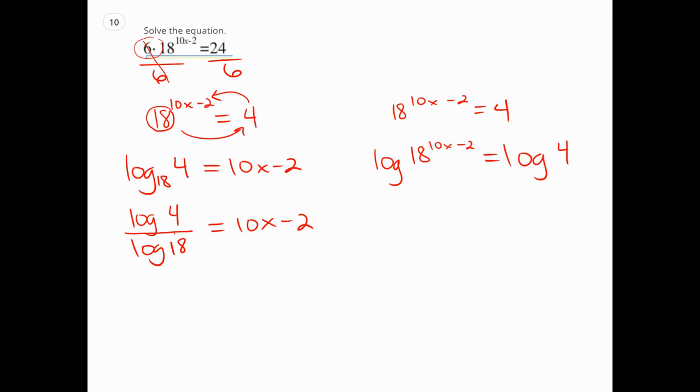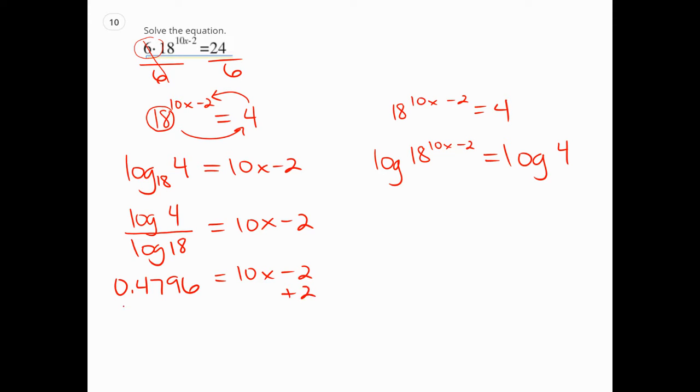At that point, you could calculate this out if you wanted, log 4 divided by log 18. That would give you 0.4796. And just for a standard for this review, I'm rounding everything to the 4th decimal place. So you'll see that as we go along. And then on the right-hand side, of course, we still have 10x minus 2.